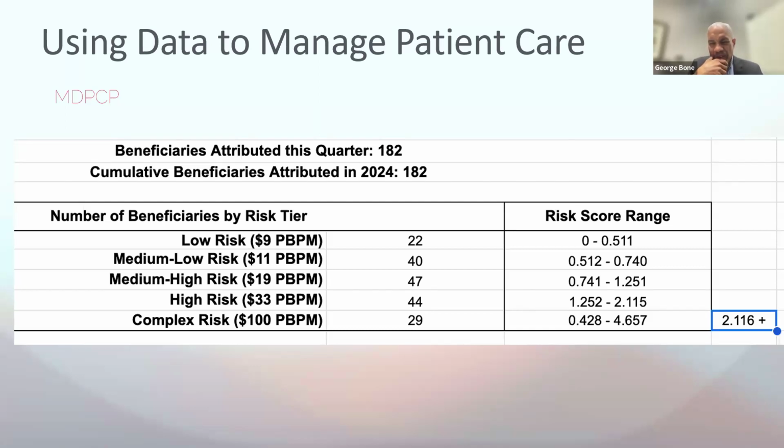The one example of a data group is our MIPS data. The MIPS data set comprises 182 patients attributed this most recent quarter, and it's broken down into between low risk and complex risk. And you can see the risk spans from 0 to over 4.6.